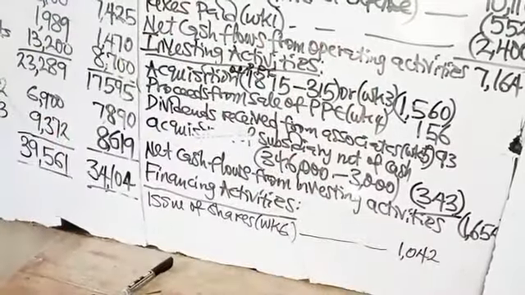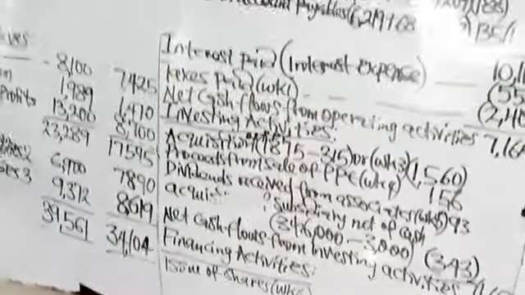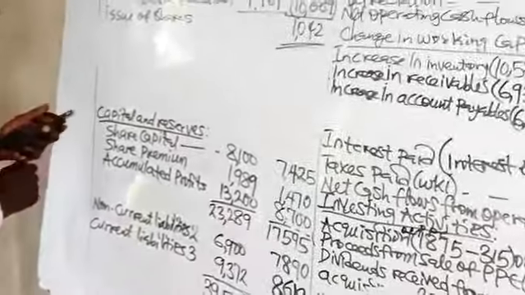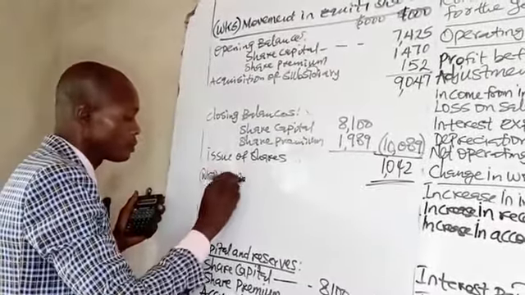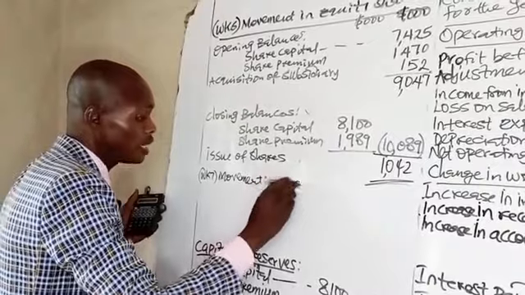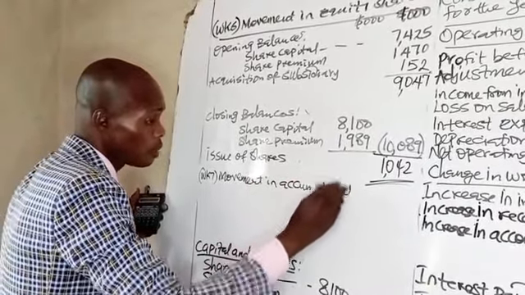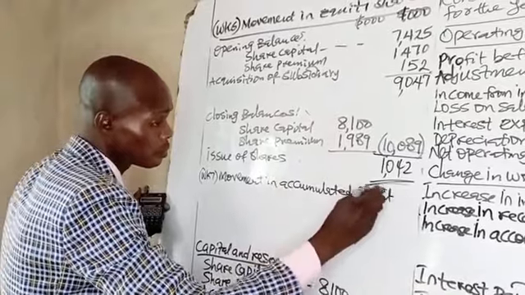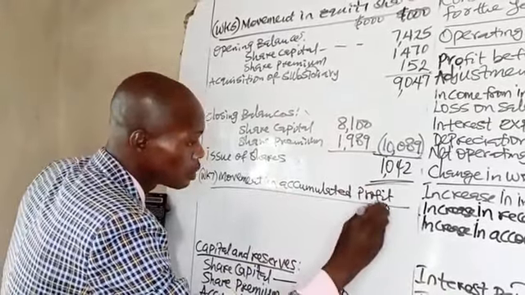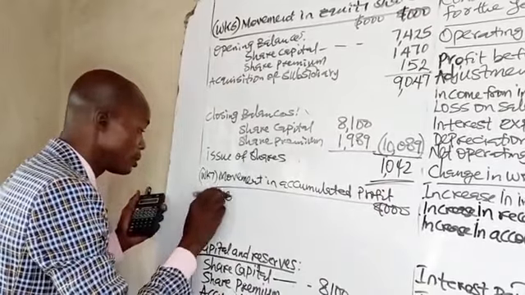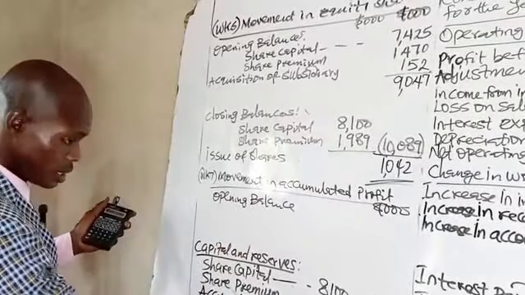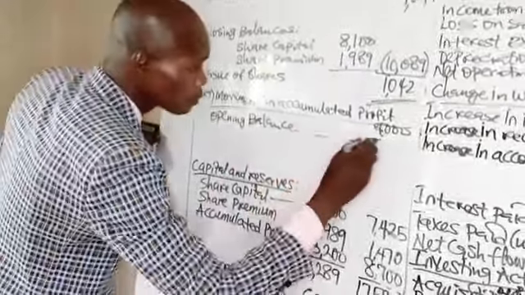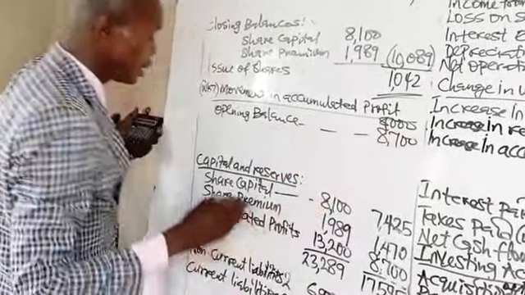We are still on financing activity. Then we have accumulated profits. So now let's have the movement, working number 7, movement in accumulated profit. Opening balance, and how much? We have 8,700.